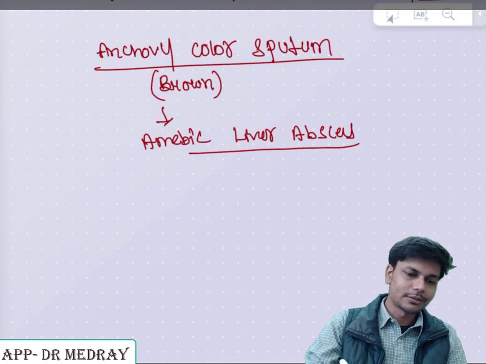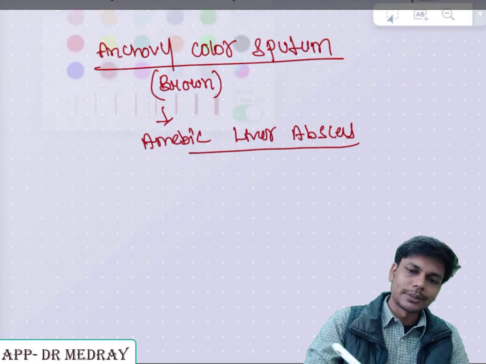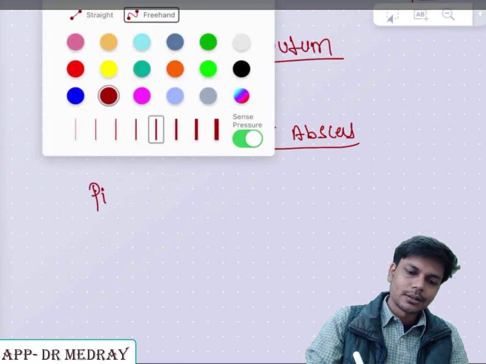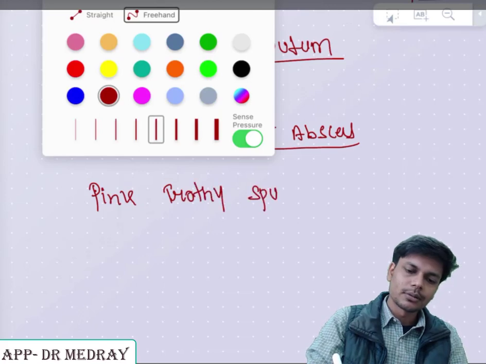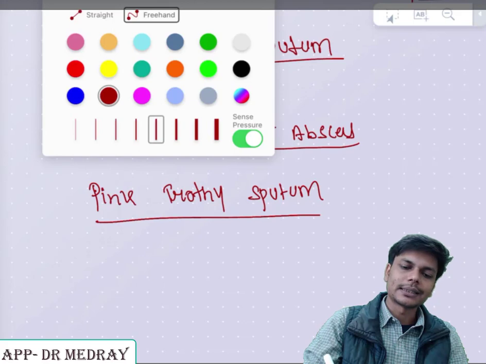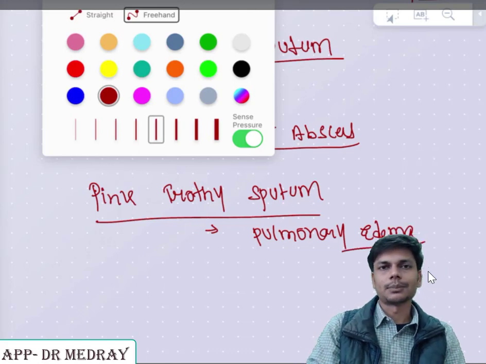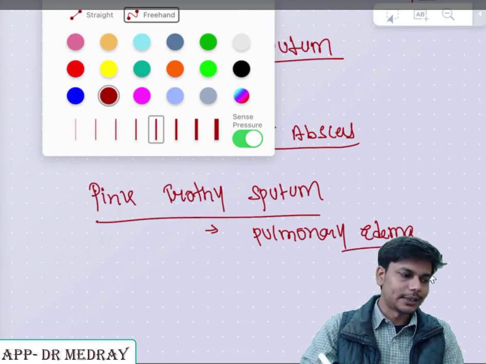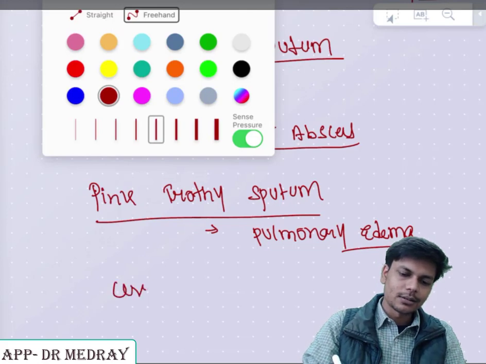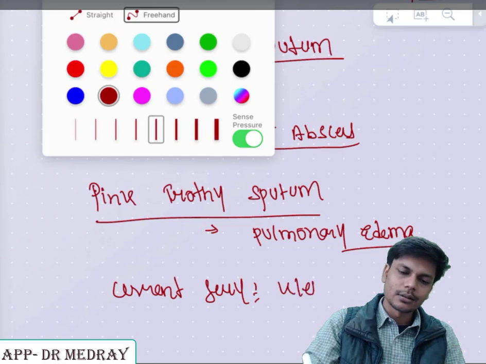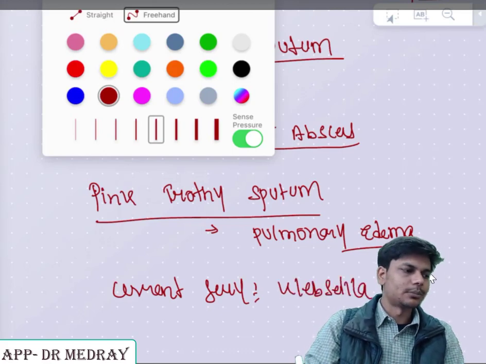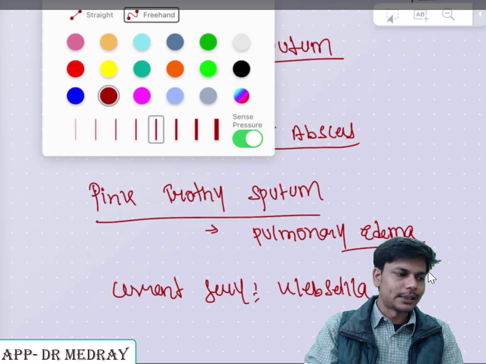The patient may present with pink frothy sputum. Pink frothy sputum is characteristic of pulmonary edema, because of heart failure. Currant jelly sputum production is because of Klebsiella.